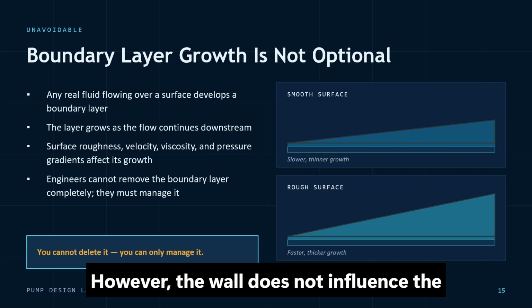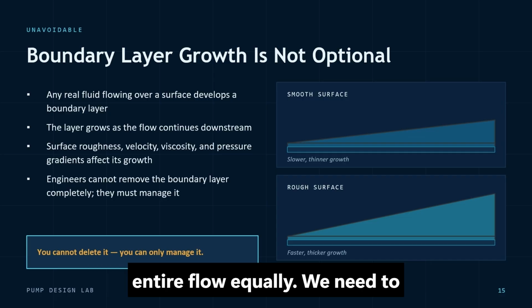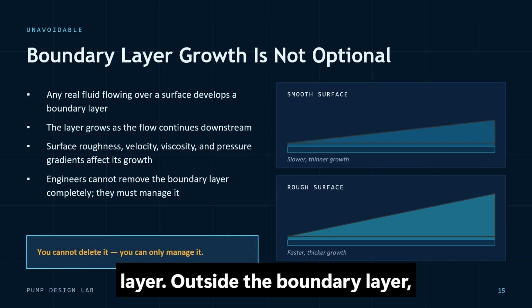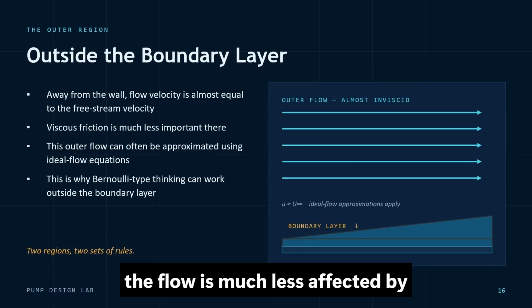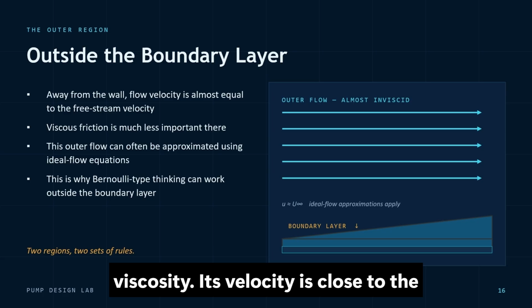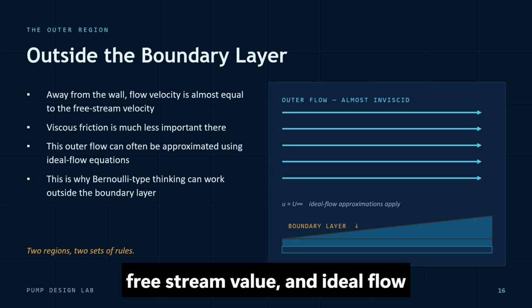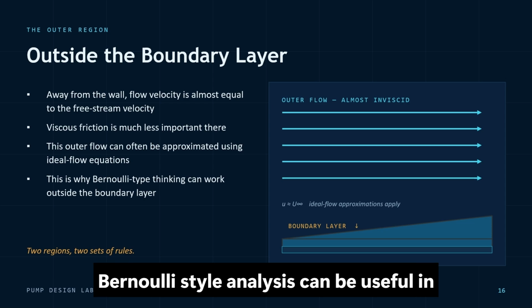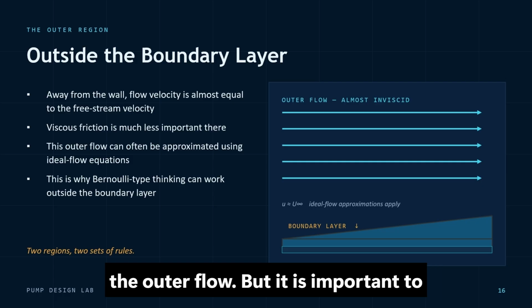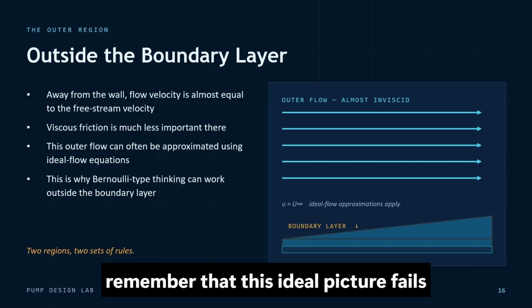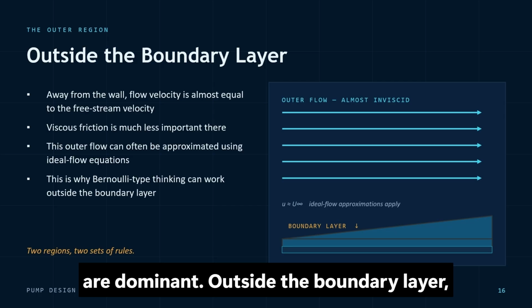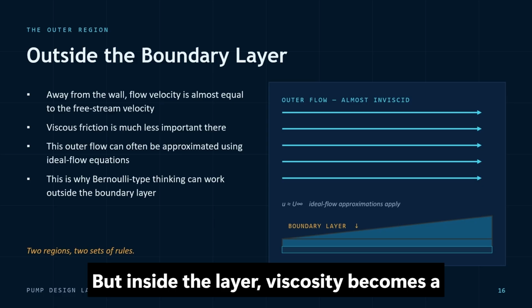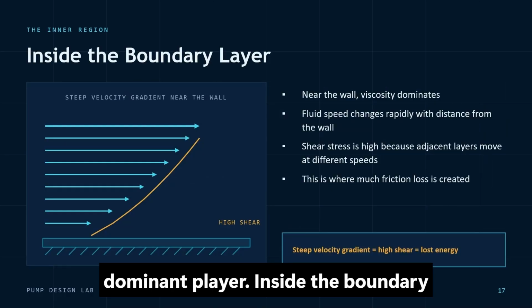However, the wall does not influence the entire flow equally. We need to distinguish the outer flow from the near wall region. Outside the boundary layer, the flow is much less affected by viscosity. Its velocity is close to the free stream value, and ideal flow equations can often describe it reasonably well. This explains why Bernoulli-style analysis can be useful in the outer flow. But it is important to remember that this ideal picture fails close to a wall, where friction and shear are dominant. Outside the boundary layer, ideal flow thinking can often help us. But inside the layer, viscosity becomes a dominant player.